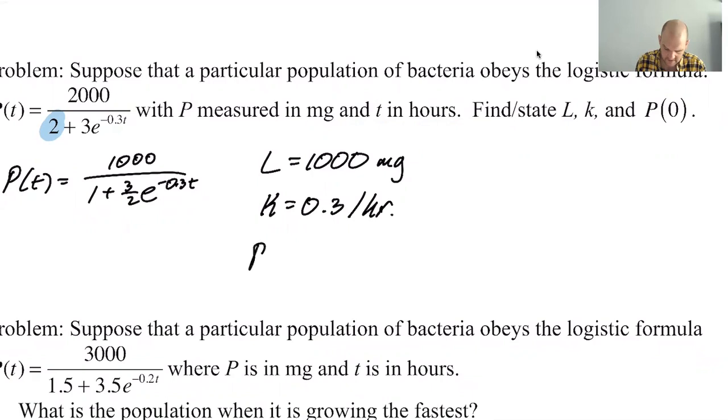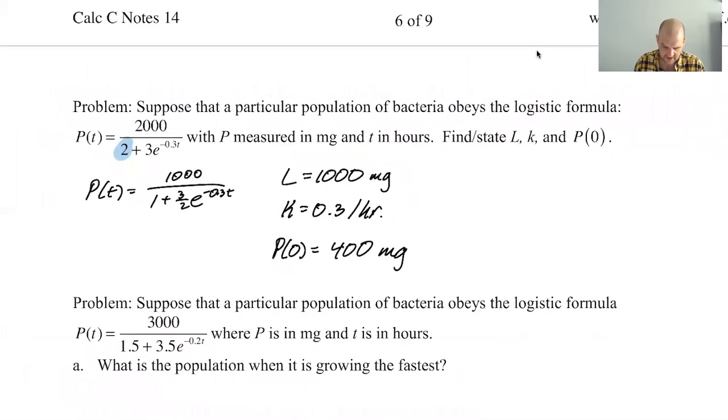And then P of 0, if I plug in 0, it's actually the easiest. So let's do that. We get 2,000 over 5, and 2,000 over 5 is 400. So there's 400 milligrams of bacteria.